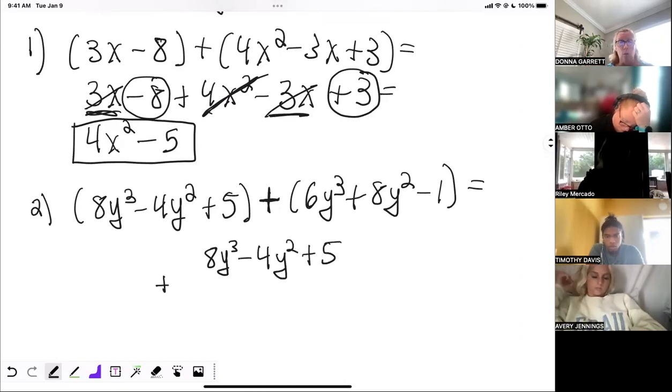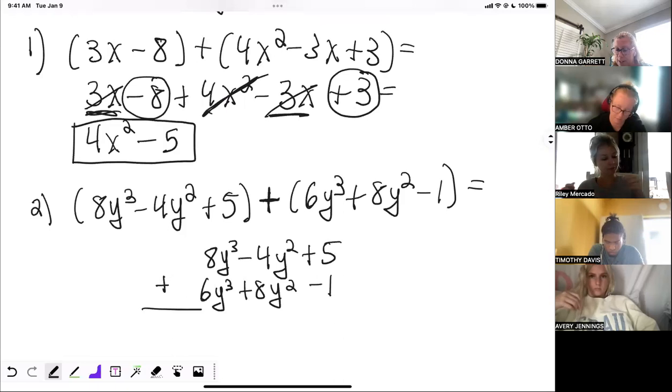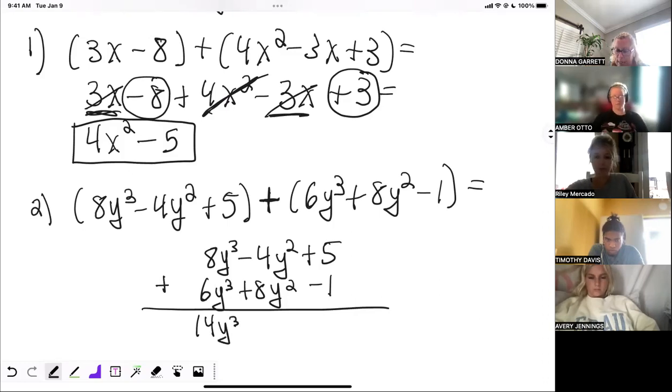And then you can put the other one beneath it, lining up the exponents. So 6y to the third plus 8y squared minus 1. And then this is called vertically adding. Then you can add down. 8 plus 6 is 14y to the third. Negative 4 and 8 is 4y squared. And 5 minus 1 is 4.